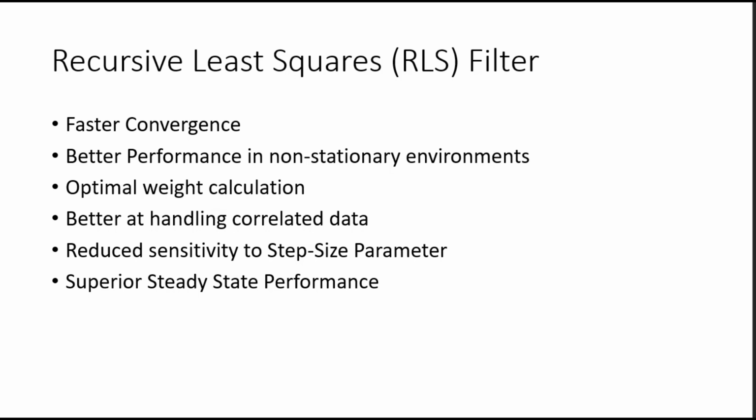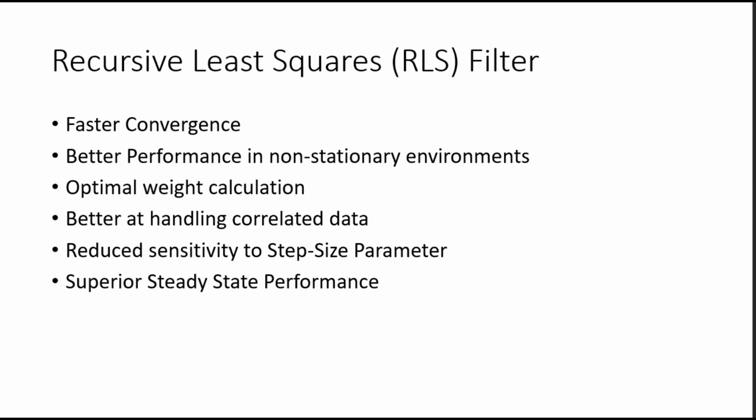Fourthly, it can handle correlated data. RLS filters handle correlated input data better than LMS filters. Since RLS uses an inverse covariance matrix to track the correlation between input signals, it can more effectively adjust in the presence of correlated data.